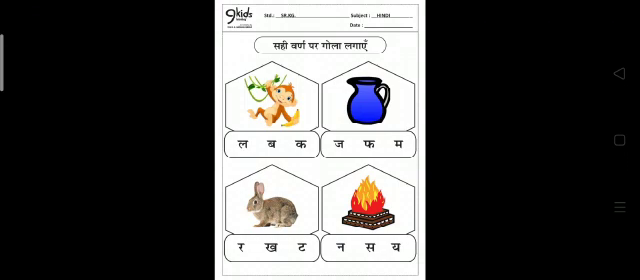First picture is of Bandar. Bandar starts from B. So we have to make a circle on B. Second picture is Jug. Third picture is Khargosh. And fourth picture is Yagya.